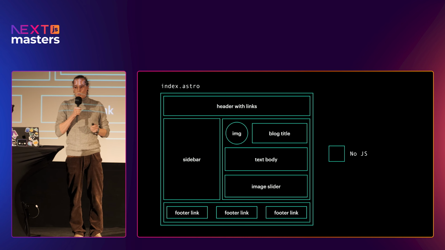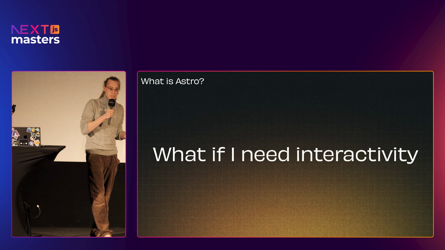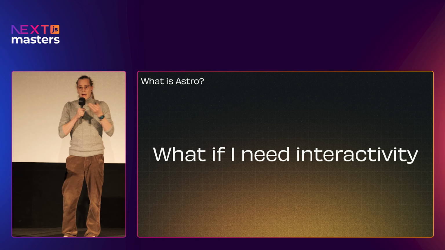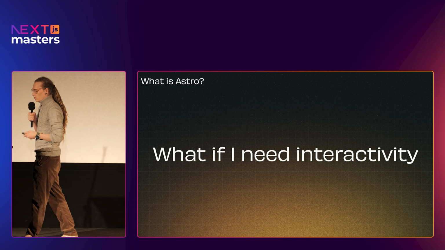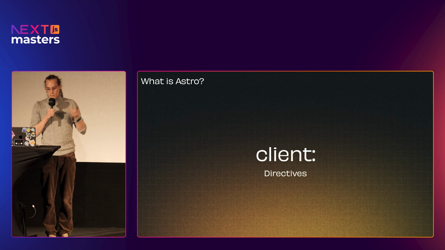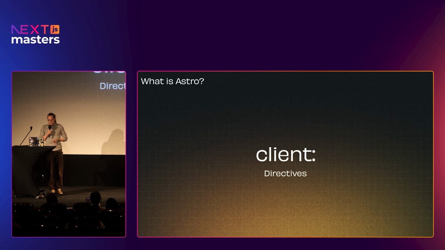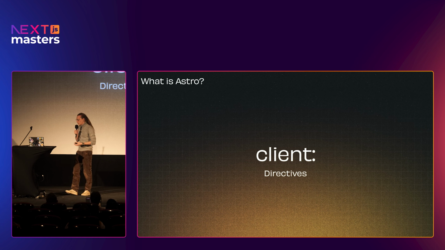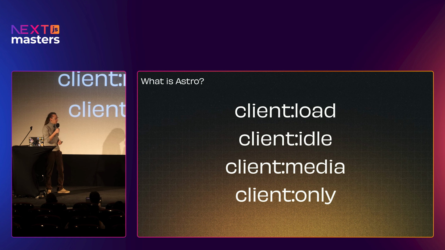Now, of course, what if I need interactivity? I need buttons to work. I need some things to work. Well, we have a solution for that: client directives. They will decide not only how to hydrate your component, but also when to hydrate it. Hydration meaning shipping JavaScript to the component, or to the end user. We have a couple of them built in. Actually five, I only wanted to show four, but I'll explain all five of them.